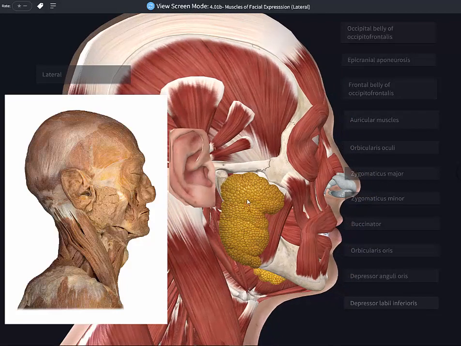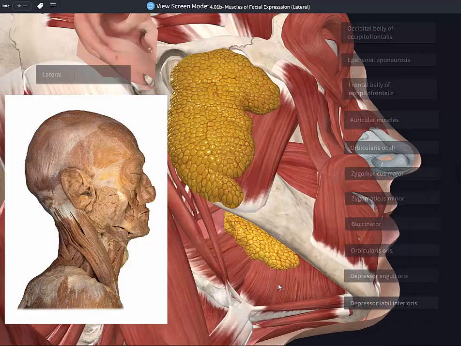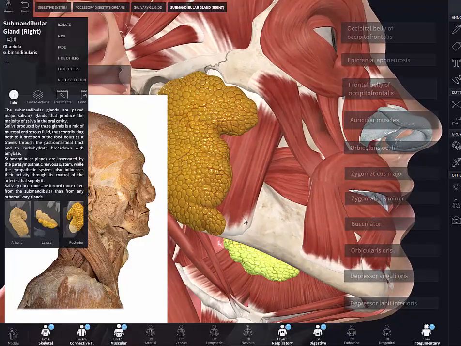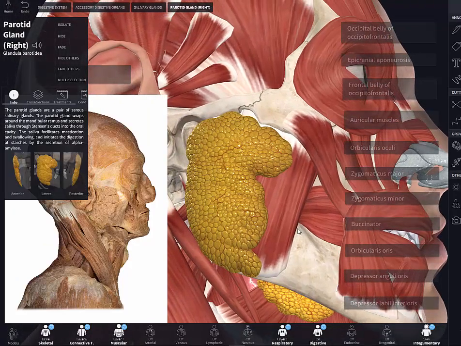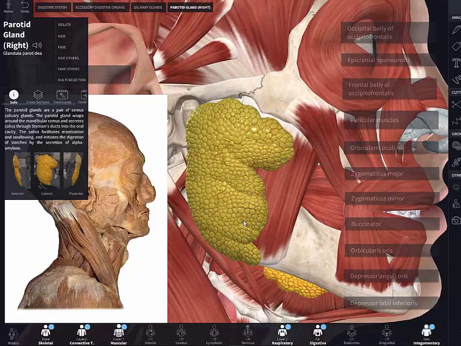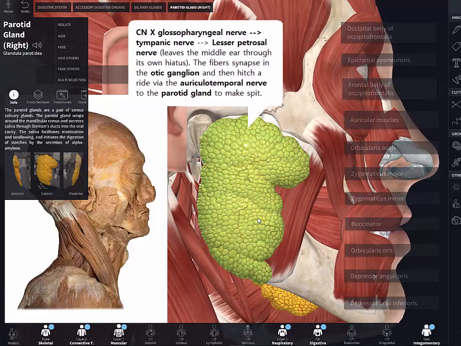And the large gland here is the large salivary gland that we have, which would be our parotid gland. If I rotate this a little bit like so, we can see here's going to be another gland. This would be your submandibular gland. Submandibular gland, parotid gland, masseter muscle. The innervation for the parotid gland actually stems from the glossopharyngeal nerve, cranial nerve number 9.